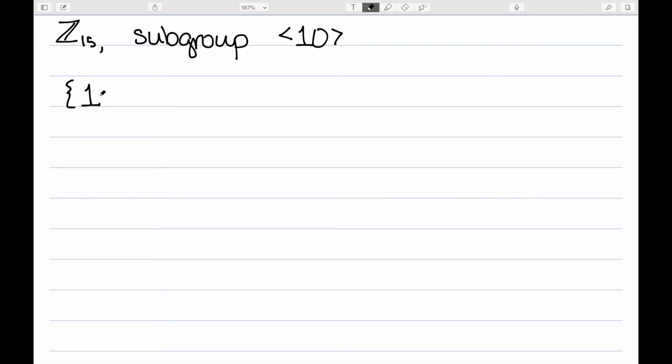Let's do a couple of examples of working with these cyclic subgroups. Let's consider the group Z15, and we want the subgroup generated by 10. So what does this group look like? Well, we have 10. Z15 is an additive group, so we need 10 plus 10 is 20, which in Z15 would be 5. 5 plus 10 would be 15 or 0, so this would be the entire subgroup.